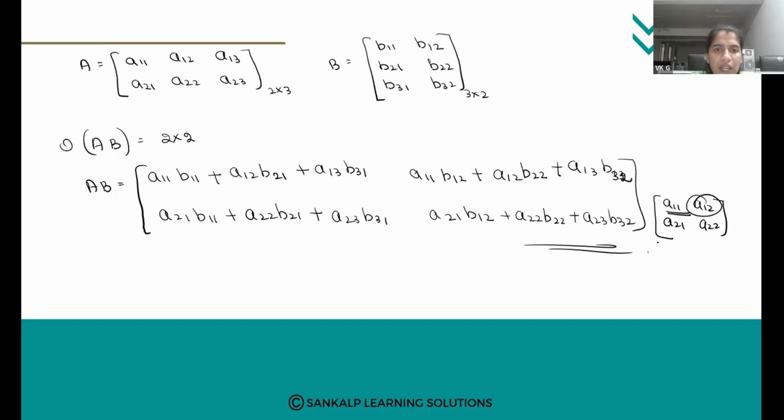This is how we need to find the product of two matrices, or matrix multiplication. Matrix multiplication is defined if the number of columns of the first matrix is equal to the number of rows of the second matrix.